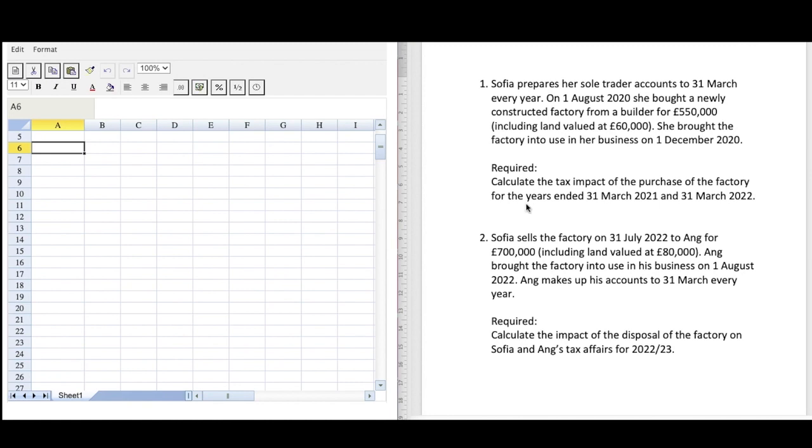And the first example we've got here is Sophia, who prepares her sole trader accounts to the end of March every year. On the 1st of August 2020, she bought a newly constructed factory from a builder for £550,000, which included land valued at £60,000. And she brought the factory into use in her business on the 1st of December 2020. We're being asked to calculate the tax impact of the purchase of the factory for the years ended 31st of March 2021 and 31 March 2022.